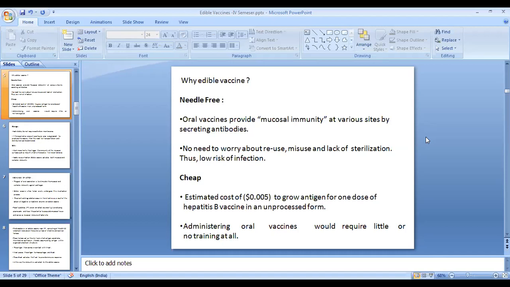The next advantage of this edible vaccine is the economy. The production cost is very, very cheap. For example, the estimated cost of growing an antigen for one dose of hepatitis B vaccine in an unprocessed form is approximately $0.005.